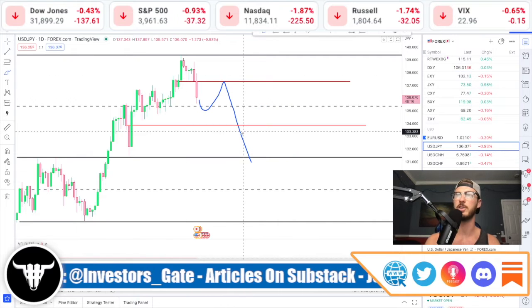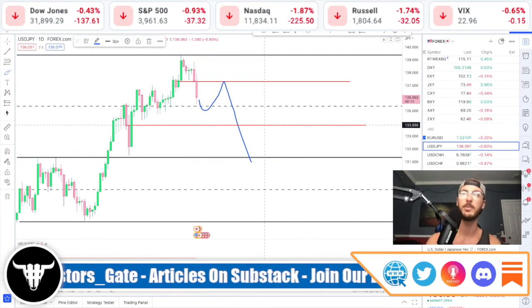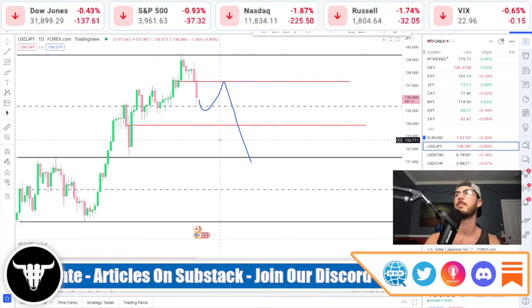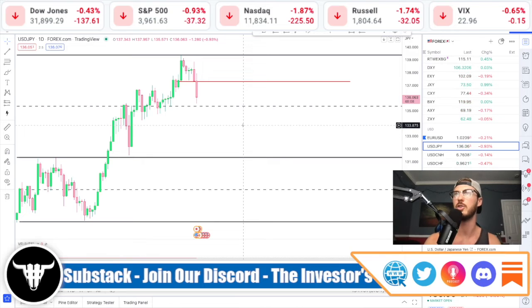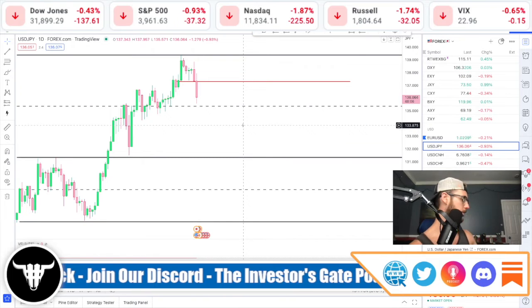So yeah, these are the levels I'd be watching. And that's what I would be looking for from USD JPY.